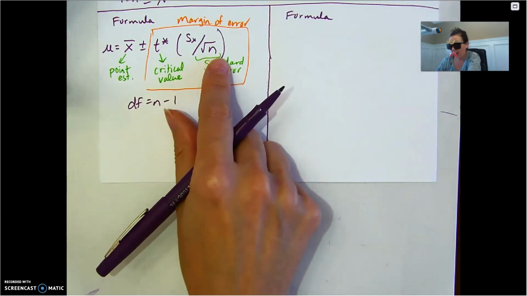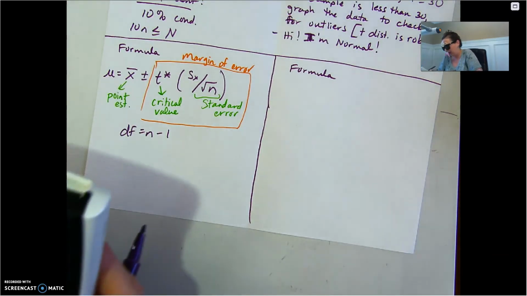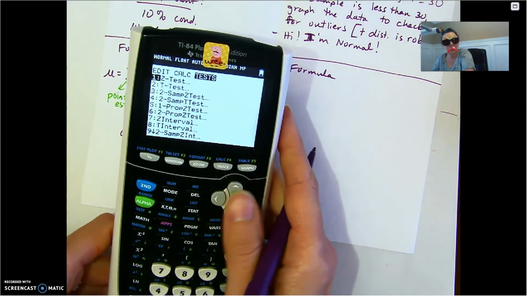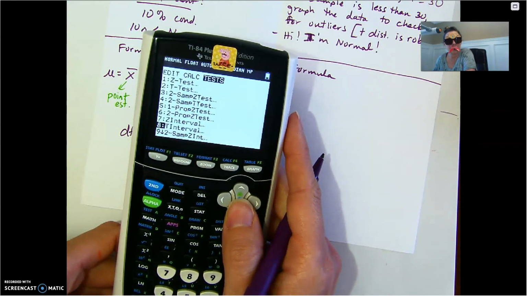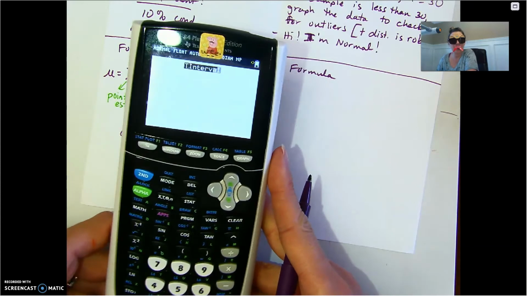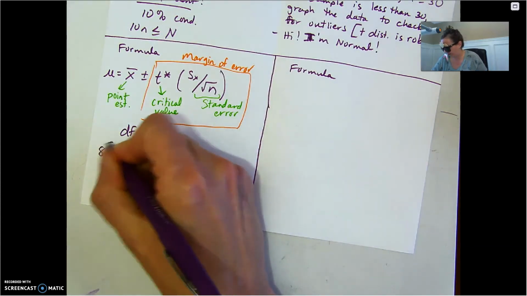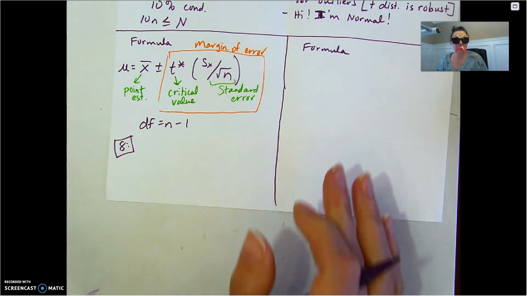It's on your calculator. Let's see, TI... Which one is that one? Stat, Tests. This is an interval for t, so T-Interval. This is number 8. So you could go to number 8 on your calculator to get your final answer.